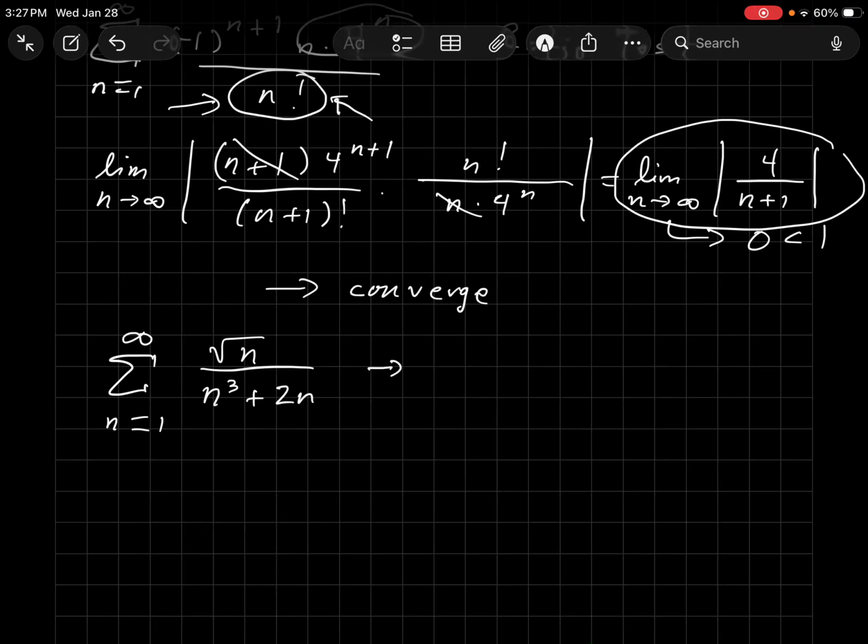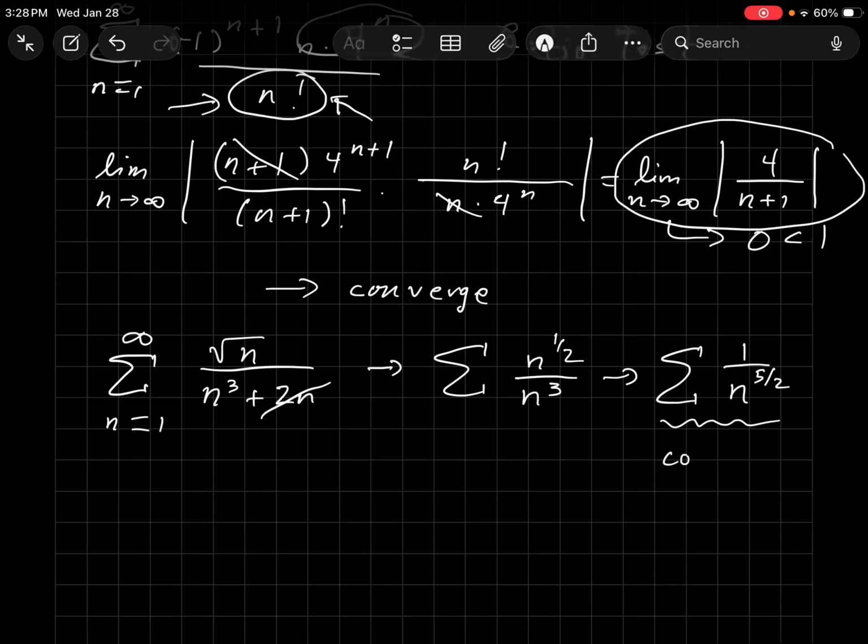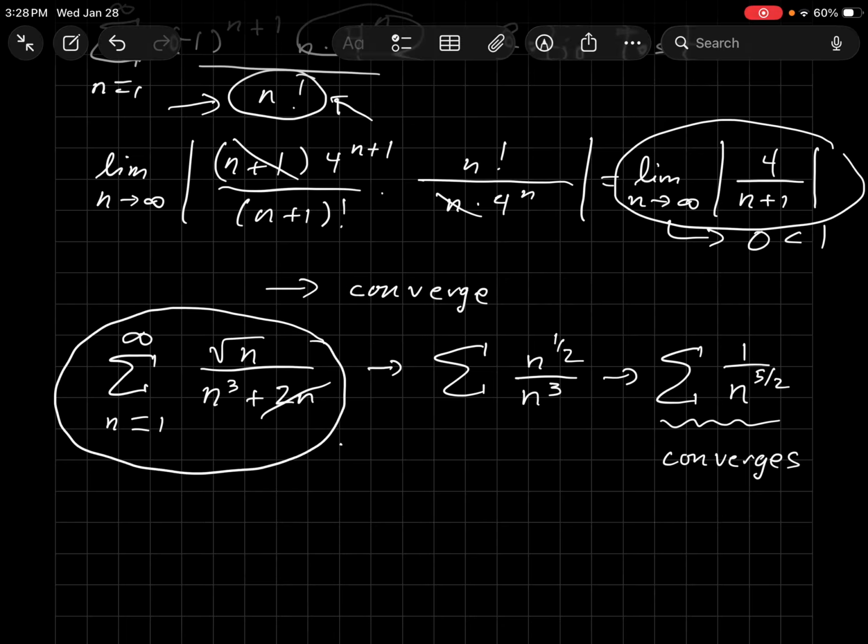So when I look at this one, I say this series looks a whole lot like n to the 1/2 over n cubed, because the 2n at infinity is basically nothing compared to n cubed. Which means my original series looks a whole lot like a p series, 1 over n to the 5/2. I know that this p series converges. This looks a whole lot like that converging p-series. So this would be the limit comparison test.